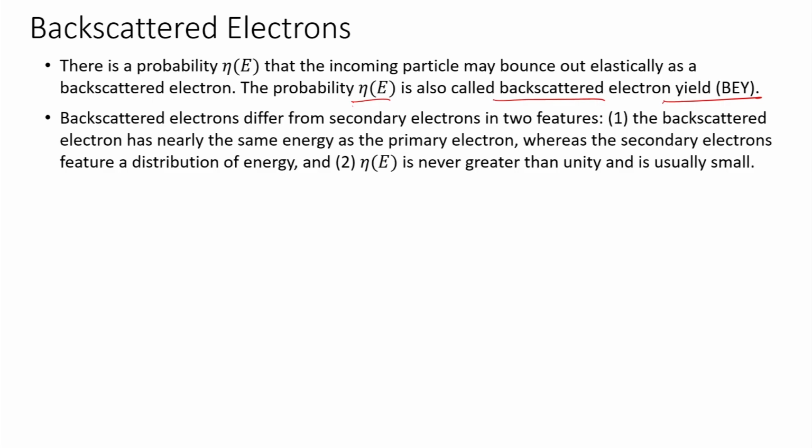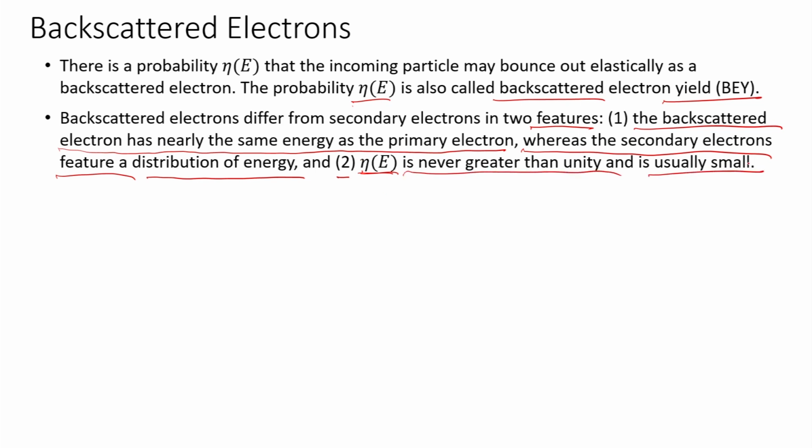The backscattered electrons differ from the secondary electrons in two features. What is the first feature? The backscattered electrons have nearly the same energy as the primary electron, because they are bouncing back, so they are not losing energy, whereas the secondary electrons feature a distribution of energy. And this eta e is never greater than unity and usually small. So, these are the two differences between SEY and BEY.